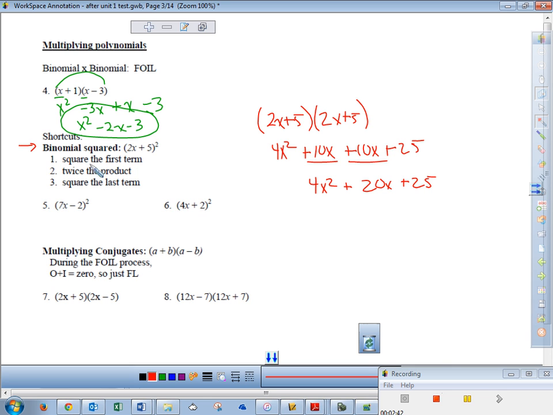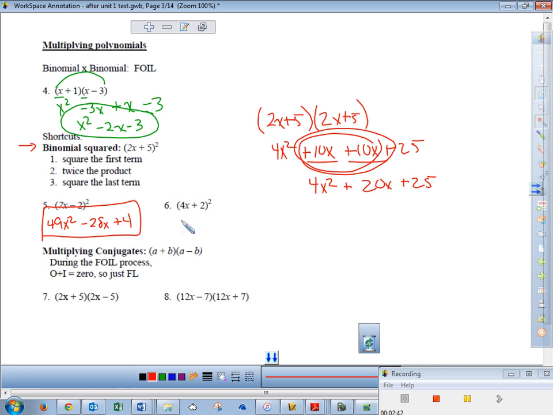Here's the shortcut. Number 1, square the first term. So 7x squared would become 49x squared. Then take twice the product of these two terms. First you got to figure out what the product is. The product is negative 14x. Twice that is negative 28x. And then you square the last term and you get 4. And that's the shortcut to a binomial squared, because those middle terms are always the same.